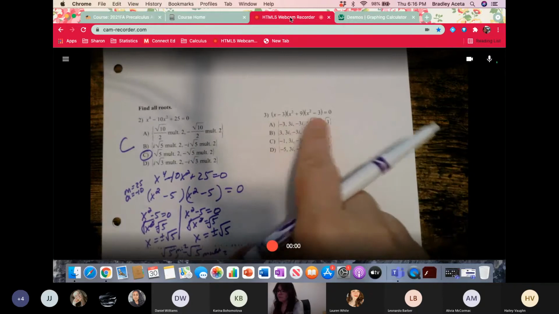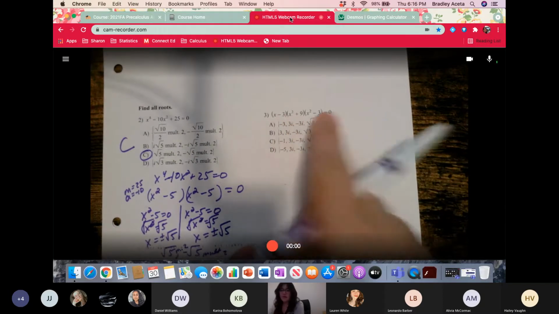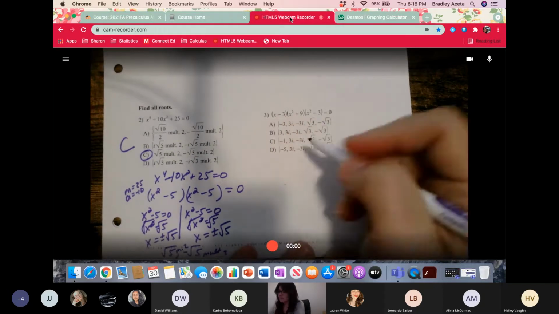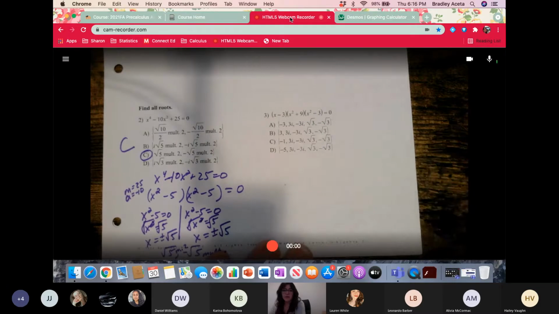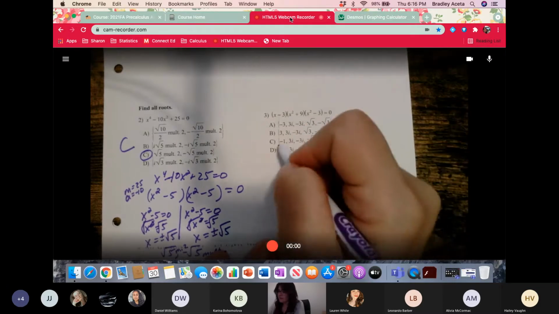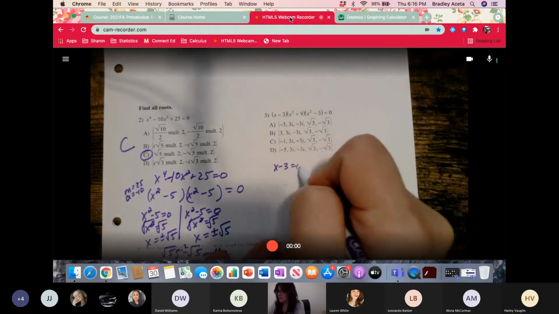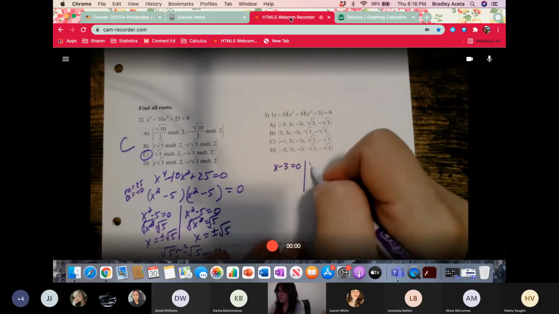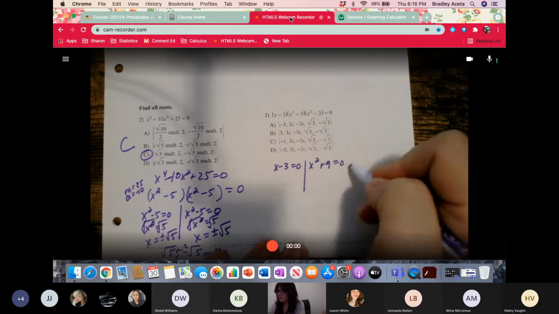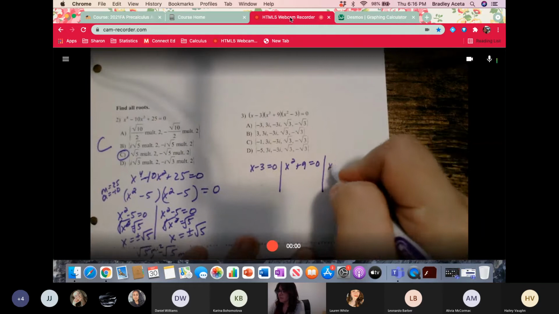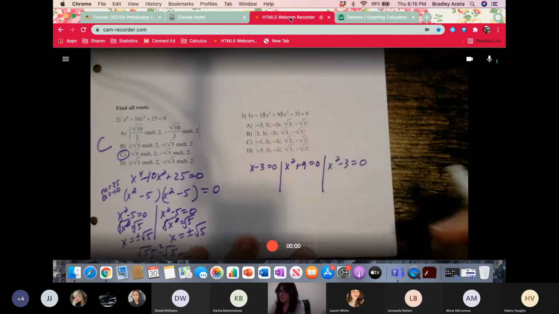What about this one? Find all the roots. Well, look at that. I've already factored it for you. How nice of me. So all you have to do is set each one equal to 0. x minus 3 equals 0. That's the first factor. x squared plus 9 equals 0. And x squared minus 3 equals 0.